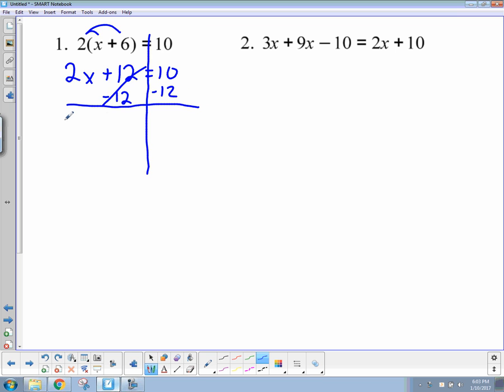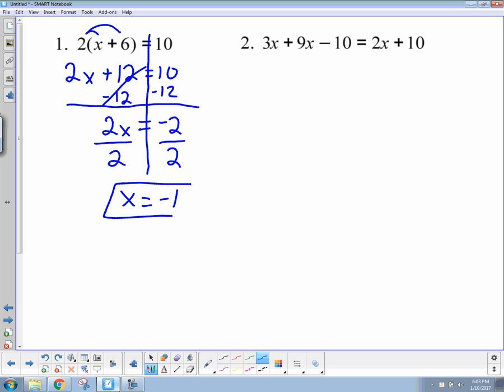These cancel, bring down your leftovers. 2x equals 10 minus 12 is a negative 2. Divide by 2. X equals negative 1. Boom.